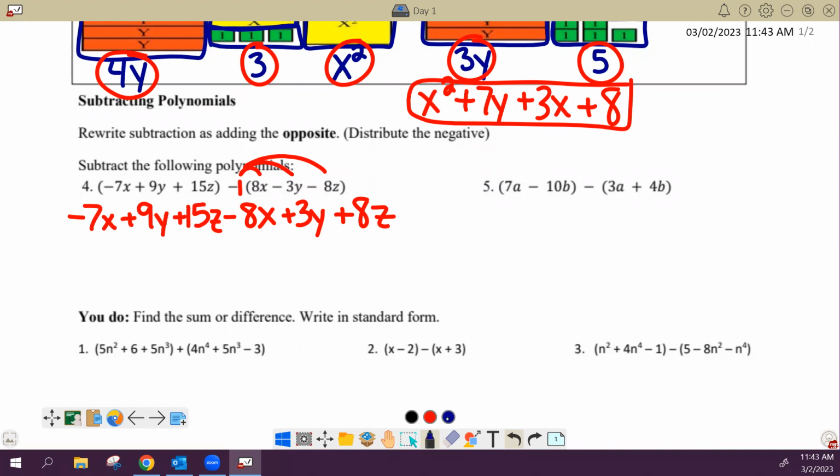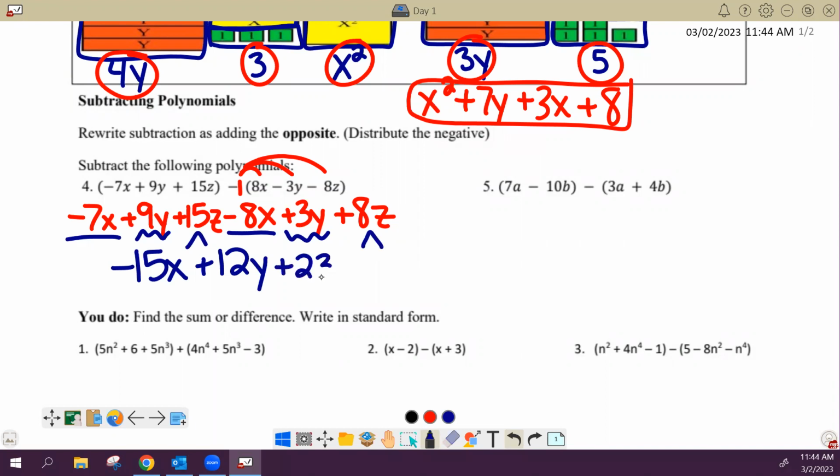But now that we don't have any parentheses, now we can just combine the like terms. There's -7x and -8x. If I add those, I get -15x. 9y and 3y, 9 plus 3 is 12, so 12y. And 15z and 8z adds together to 23z. And that one's done. All you have to do when we subtract polynomials, the first step is you distribute the -1, and then you just combine everything.